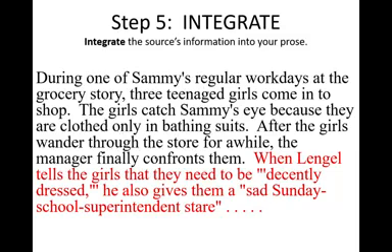So here's the introductory information, and then beginning here in red is the sentence where the quote is integrated into the sentence. When Lingle tells the girls that they need to be "decently dressed," he also gives them a "sad Sunday school superintendent stare." So when I went back and looked at the story, I also felt like this phrase decently dressed was important. So I've also integrated it into my prose.